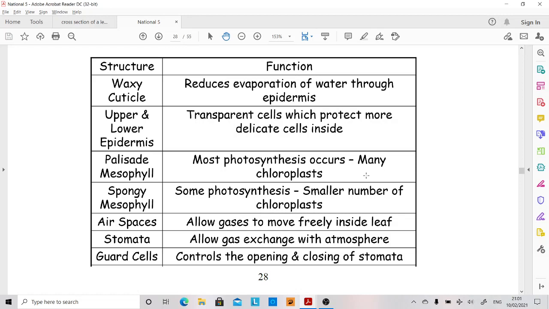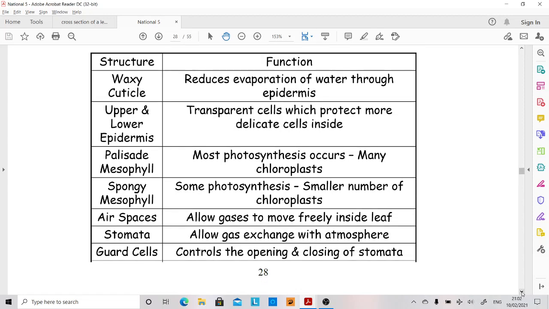The waxy cuticle prevents the plant from drying out, stops water evaporating out of the epidermis, the upper epidermis. The lower and upper epidermis have transparent cells, and they are protecting the more delicate cells inside, so the mesophyll cells and so on. Palisade mesophyll is where most photosynthesis happens, and it's got the most chloroplasts. Spongy mesophyll also does some photosynthesis and has big air spaces in it to allow the gases to move around. And these stomata, which are the pores, are controlled by guard cells, which open and close the stomata.